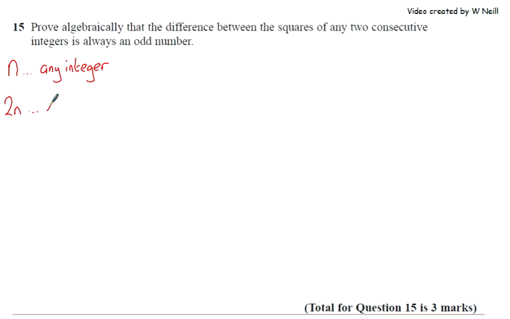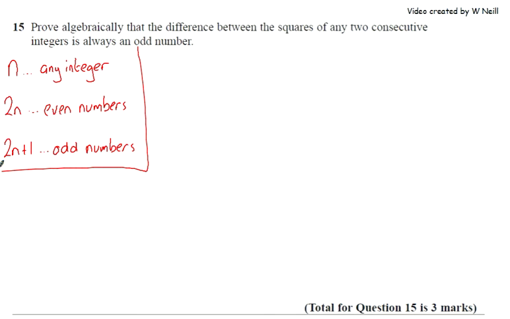2n is all my even numbers, and 2n plus 1 must be all my odd numbers. They're even because they're in the 2 times tables, and this is 1 bigger than the 2 times tables, so it must be an odd number. So I'll begin with that. Now you're going to choose one of these. So I'm going to choose one of them, and we're going to see if I can figure this one out.